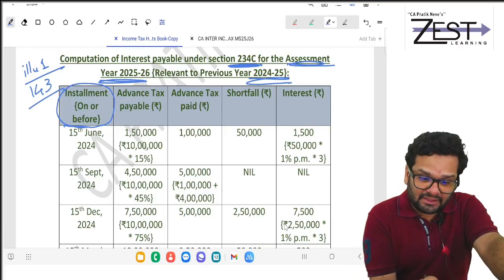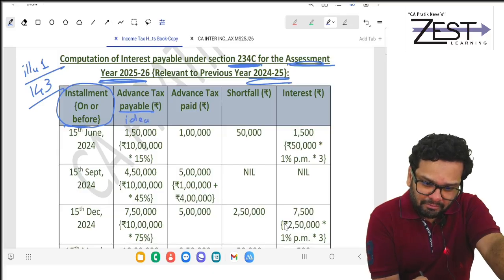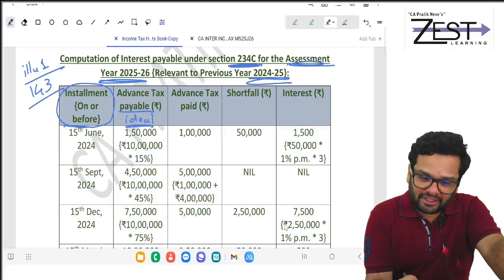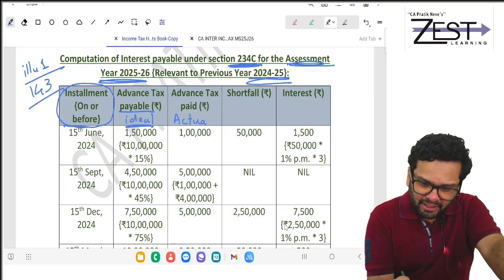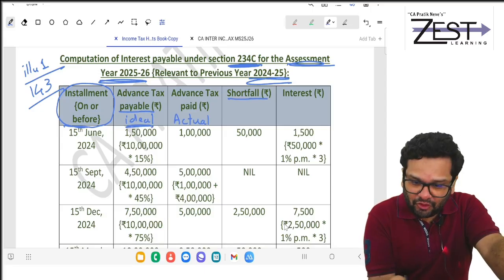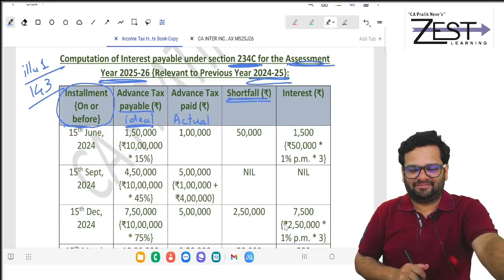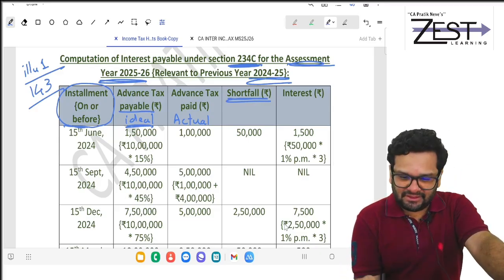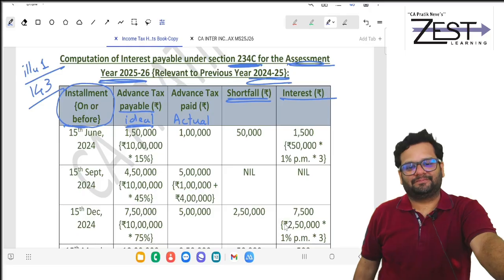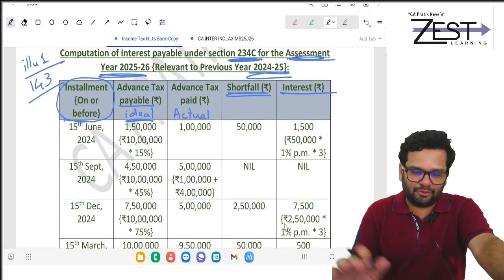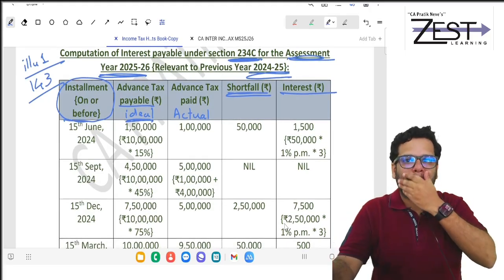Second column, this is ideal: how much was payable. This is actual: how much is paid. And this is shortfall, ideal minus actual. And the last column is interest. Go ahead. I'll not disturb you.